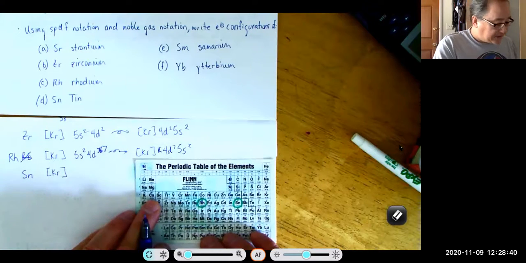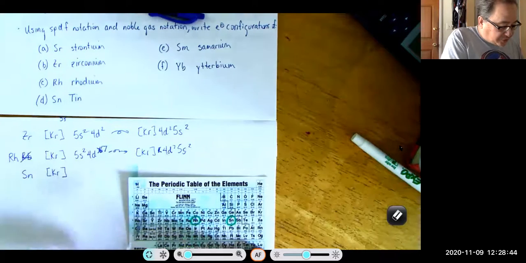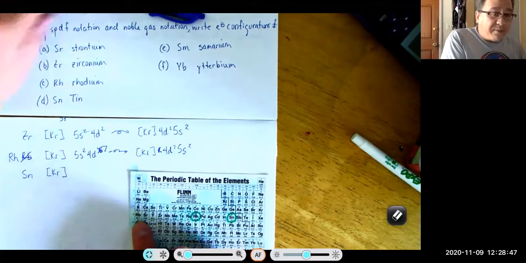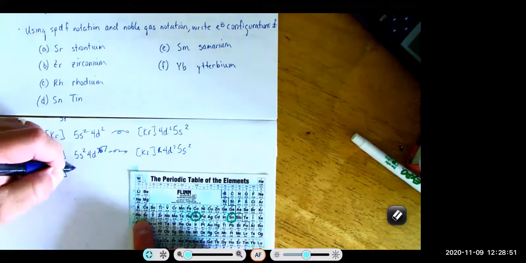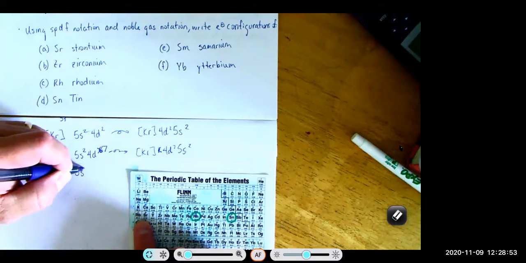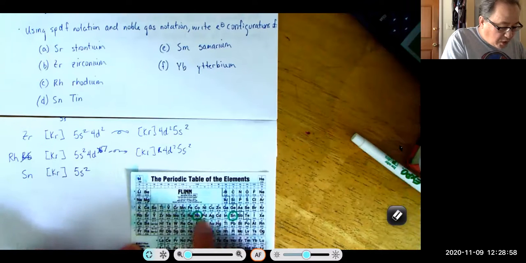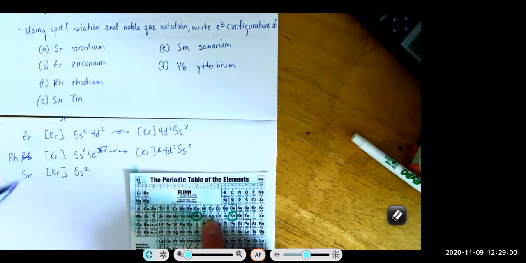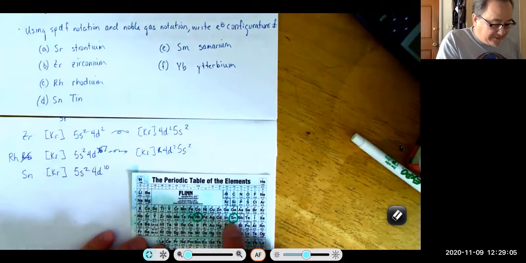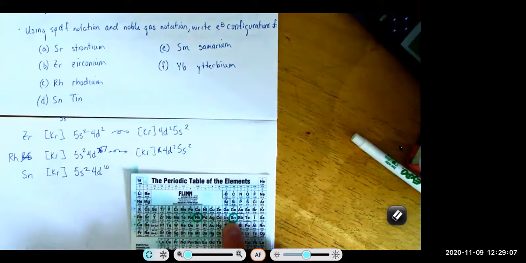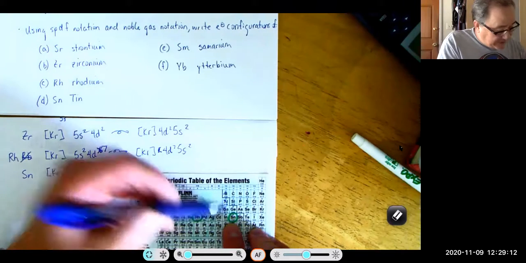If none, let's take a look at tin. The previous element is krypton. So let's read. What am I pointing at with my finger? 5S and how many? 2. Now right above my finger, what am I pointing at for this whole row? 4D and how many? 10. And then what is this right here? 5P. Okay, let's check. 2P, 3P, 4P, 5P.